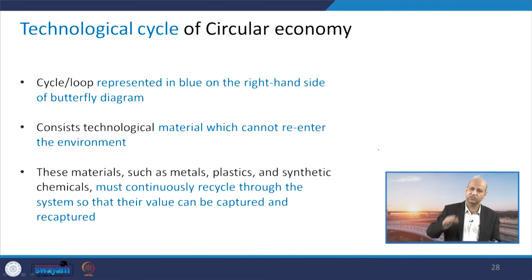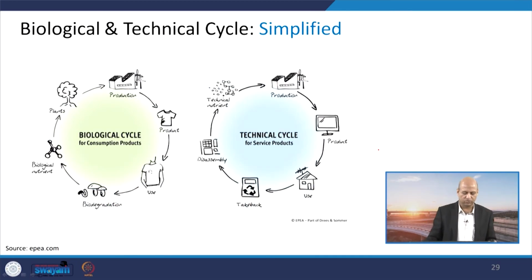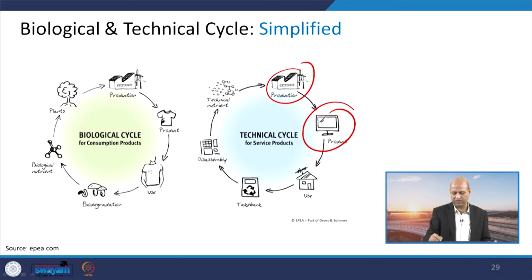Then the technological cycle is also like that. You can see that one part of discarded material can be a resource for another, which we have talked about so many times. So, in technical cycles, some production is there in the industry, then the product is there, you can use it, then you take it back, okay, and then you dismantle it and you can again use it for another kind of production. You just do not waste it like landfill.